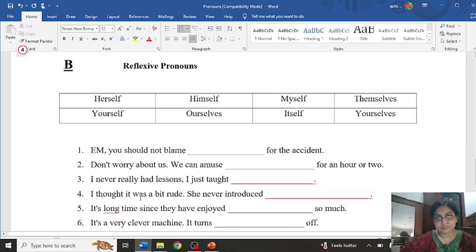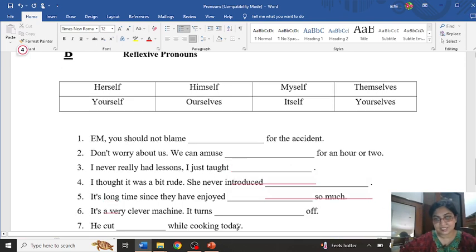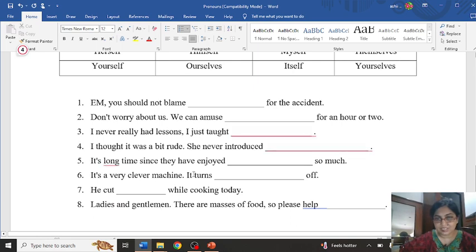Okay, these are a few examples of reflexive pronouns. Let me do just one for you. Let's do the sixth one. It is a very clever machine. It turns itself off.